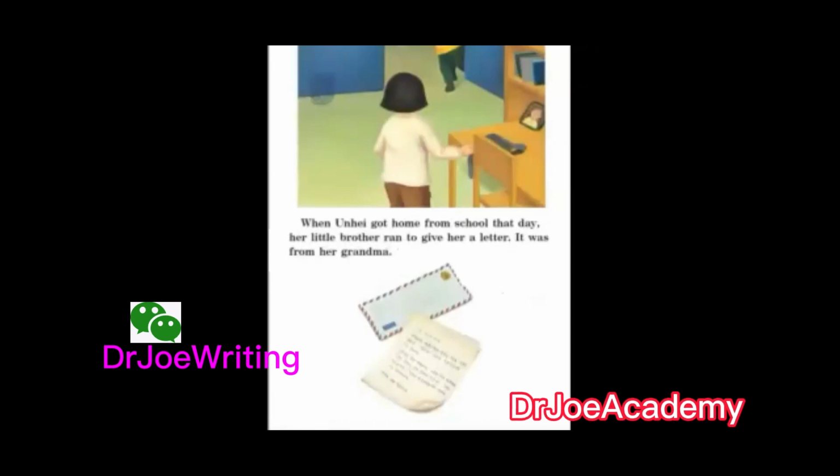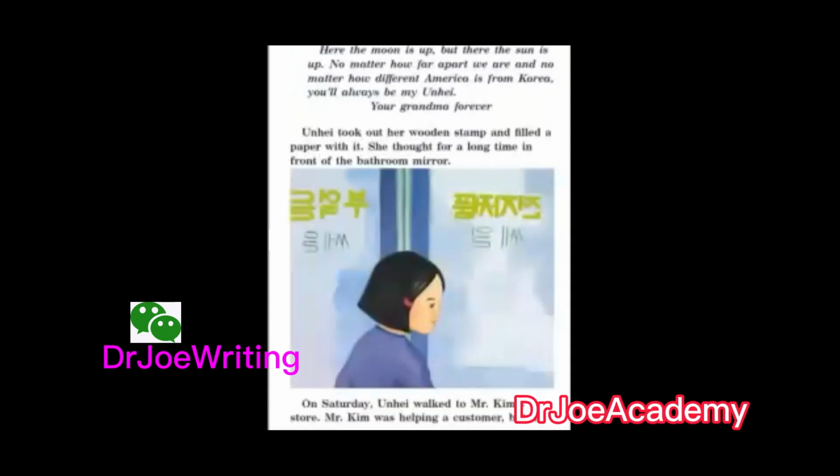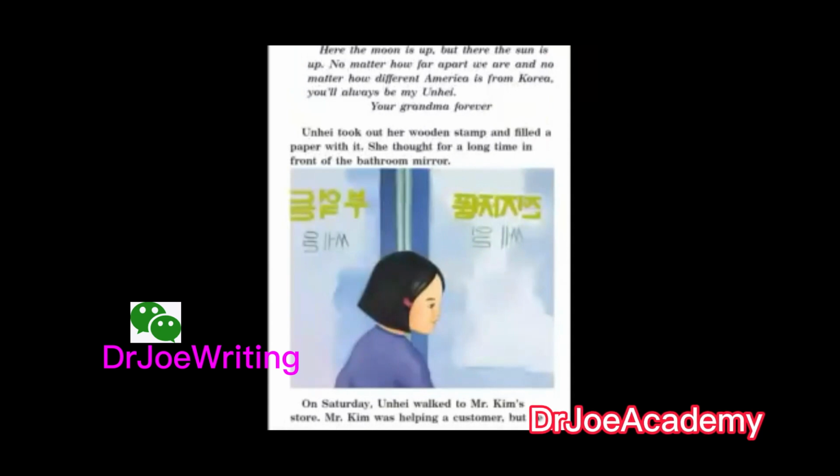When Eunhae got home from school that day, her little brother ran to give her a letter. It was from her grandma. She opened it quickly. It said, To my Eunhae, I hope you are enjoying your new school and new friends. Be sure to help your mother and your little brother. Here the moon is up, but there the sun is up. No matter how far apart we are and no matter how different America is from Korea, you'll always be my Eunhae, your grandma forever. Eunhae took out her wooden stamp and filled a paper with it.